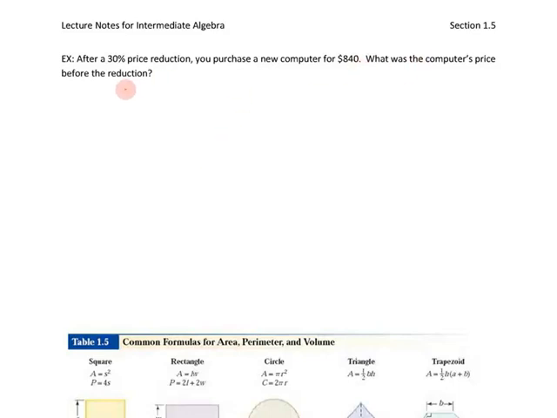We're looking for the original price, so let's let x be the original price. So we know that after reducing it by 30%, we end up with $840. Now, how do you reduce something by 30%? You take the original amount, you subtract 30% of it, right? Now, 30% is 0.3. Remember, you move the decimal 2 places to get the actual decimal number, times the original amount. So 30% of a number is 0.3 times that number. So I'm going to take x minus 0.3 times x, and that is the reduced price.